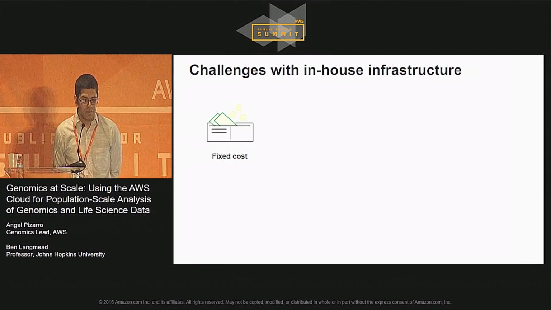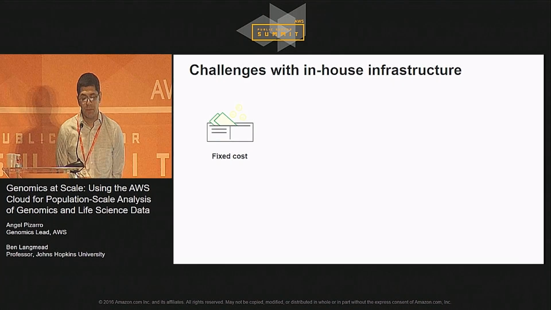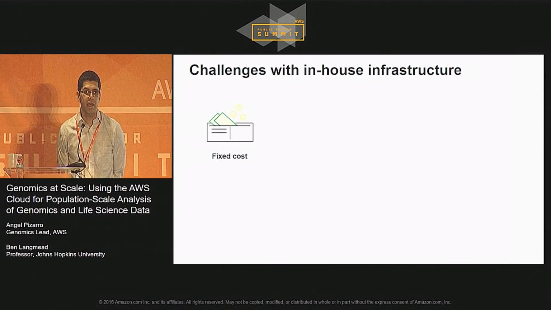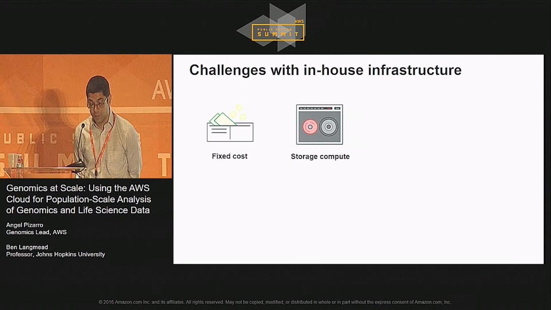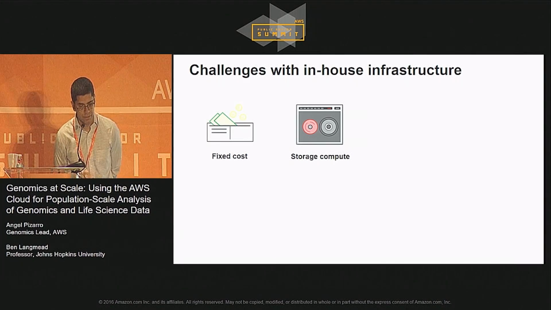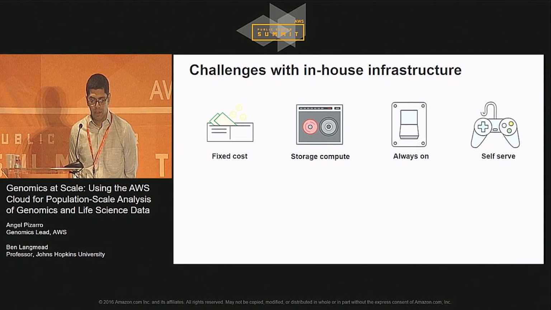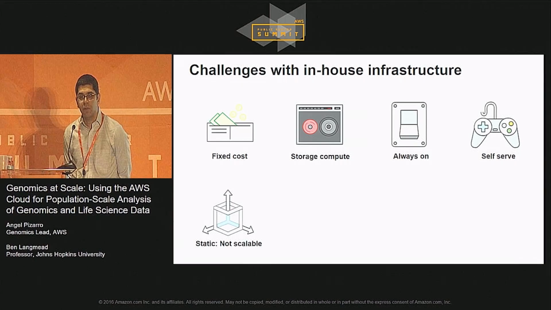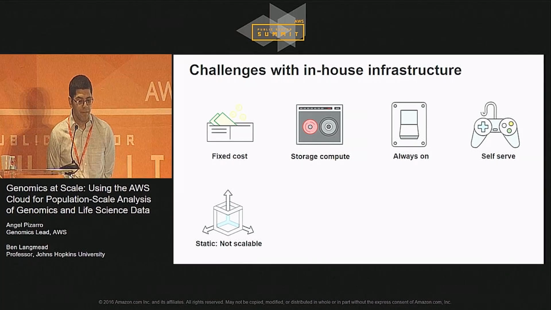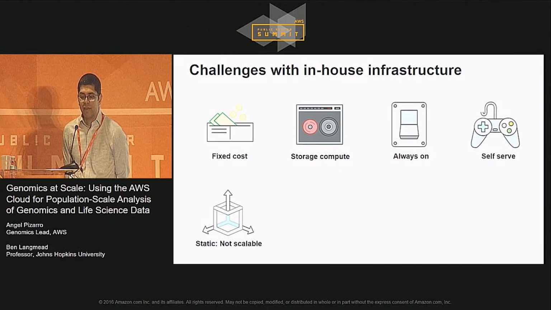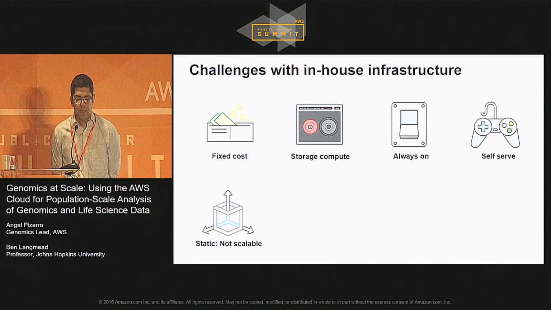So what are the challenges with in-house infrastructure? One, it's a fixed cost. Oftentimes when you're looking at analyzing data at scale, you're looking at capital expenditures, and that fixed cost will need to be amortized over 5 years, or really 3 years, but in academia, you take it as 5 years. Your storage and compute are co-located. It's always on. It's not scalable, so oftentimes you'll have an infrastructure that is at a certain capacity where you have a maximal problem size that you can solve with it.